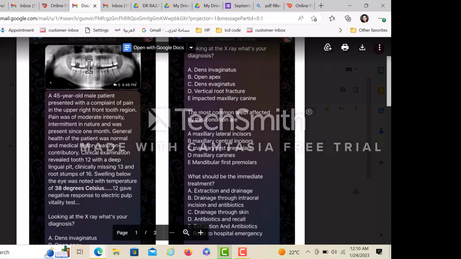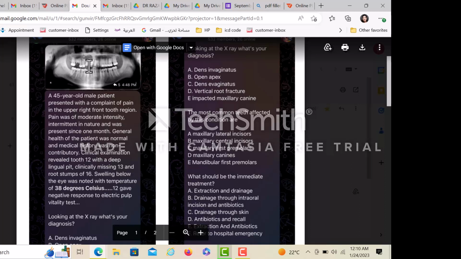Understood? The patient is not febrile. The question does not mention that the patient has not eaten since the past 2 or 3 days and is running a very high temperature. It's not mentioned in the question. So the patient is normal. Only the area of the swelling is a little high and it's a little hot and flushed. 1-2 gave negative response to electric pulp vitality test, which means it's dead, which means it's non-vital.